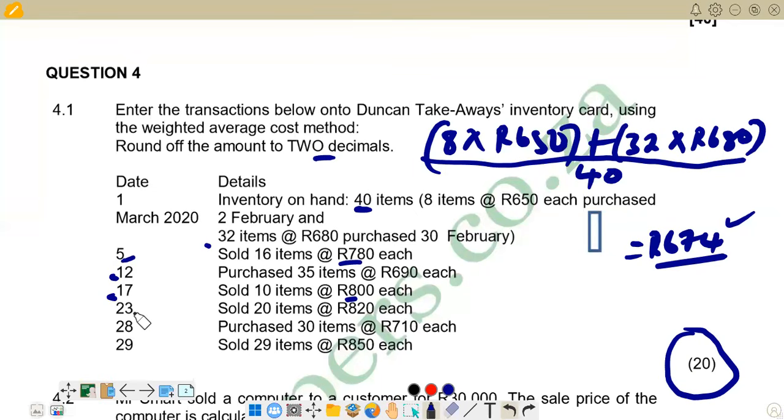So now we are looking at 23. The 23rd is saying sold 20 items at 820 rands each. Sold 20 items, so we are going to the section of issued. And we know that the value per unit, the weighted average per unit, we're going to use the previous one. So for the 20 units, we go back and see what we have there.